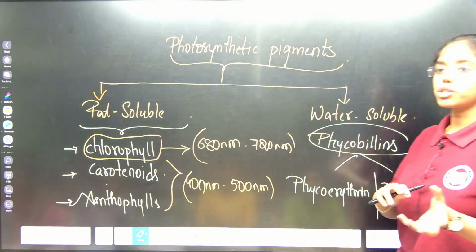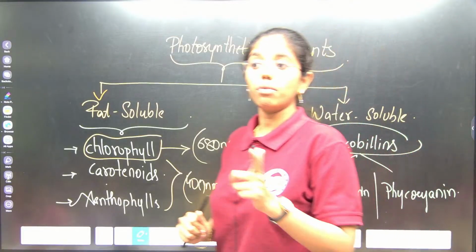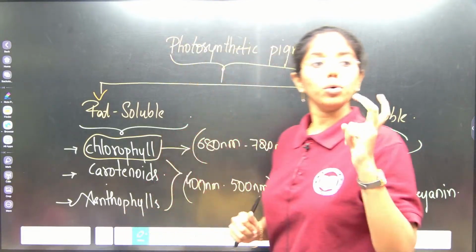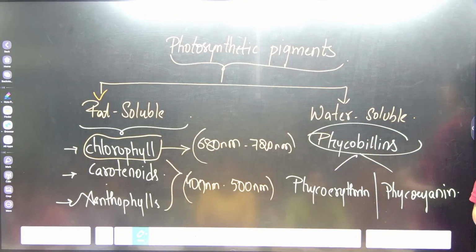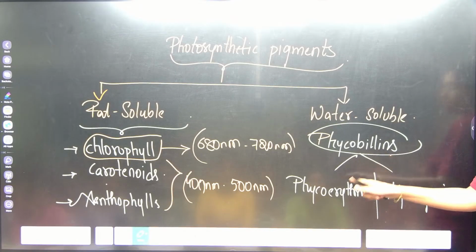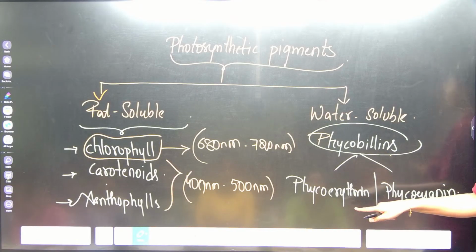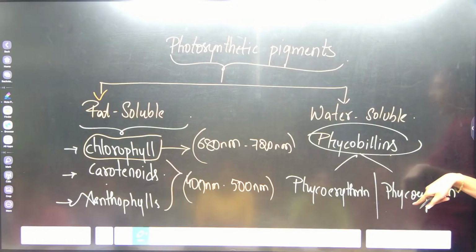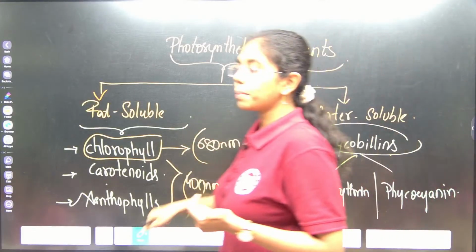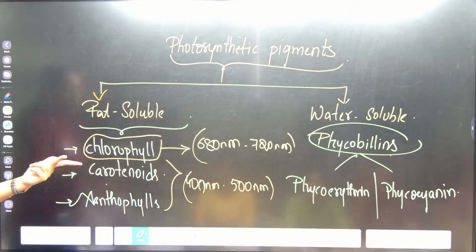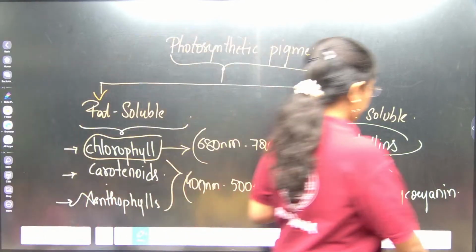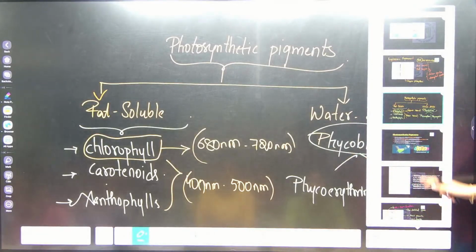To know about action spectra and absorption spectra, we have learnt about pigments. We have two main types of pigments. One is fat soluble, second is water soluble. Water soluble pigments include two types of them, what are they? Phycoerythrin, phycocyanin. Fat soluble pigments include chlorophyll, and then anthocyanins as well you can take.